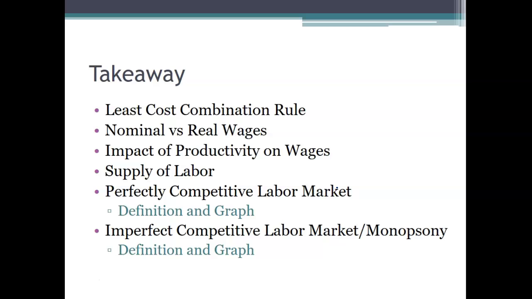So again, talk about the least cost combination rule, nominal versus real, impact on productivity, and really how that links to MRP, supply of labor, and then perfect and imperfect competition, the definitions and the graph.